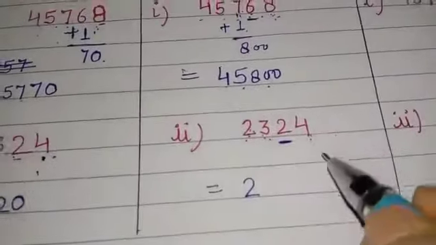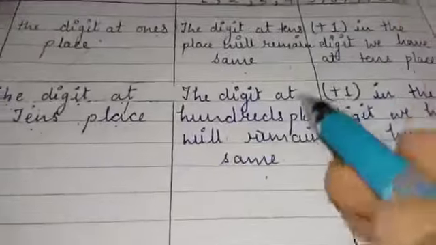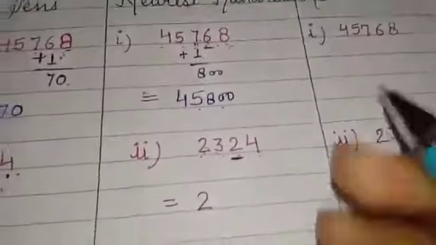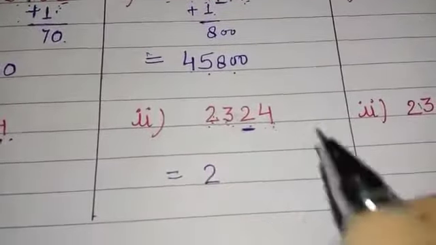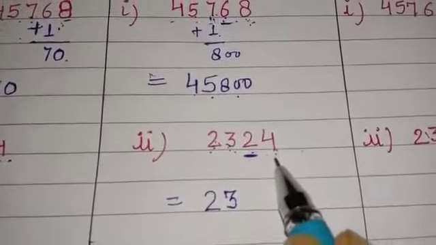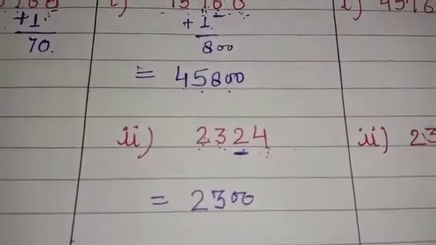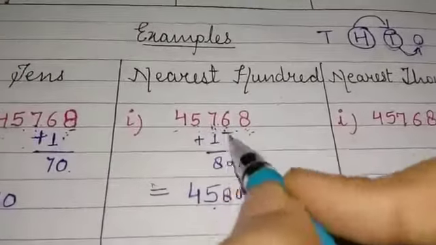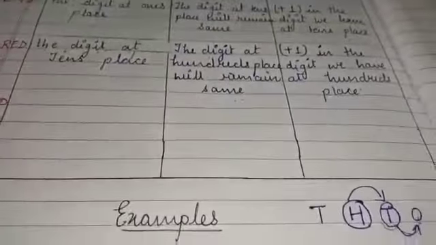Okay, now see, we have 2 at tens place. It means the digit at 100 place will remain same. There will be no change in the digit we have at 100 place. So we have 3 at 100 place. So just write down 3, and the rest 2 digits will become 0. If we round down the number, we will not add 1, but while doing round up the number, we will add 1. Okay. So the last one is nearest 1000.